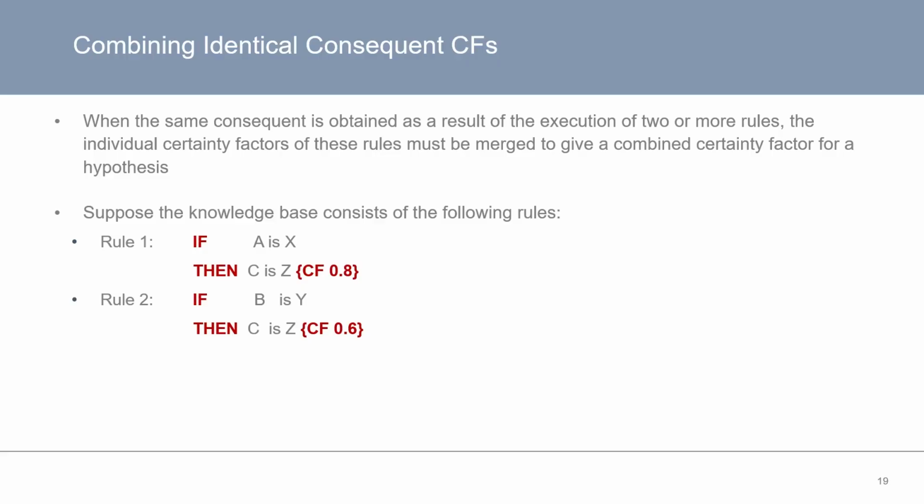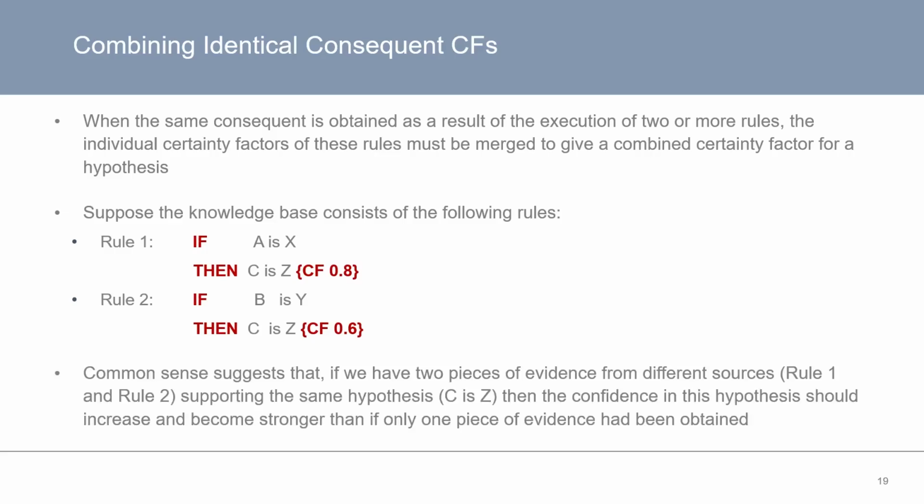Suppose your knowledge base consisted of the following two rules. One is if A is X, then C is Z, with certainty factor 0.8, and the other is if B is Y, then C is Z, here with certainty factor 0.6. Common sense suggests that if we have two pieces of evidence from different sources, in this case Rule 1 and Rule 2, and they support the same hypothesis, in this case that C is Z, then the confidence in the hypothesis should increase and become stronger than if only one piece of evidence had been obtained.